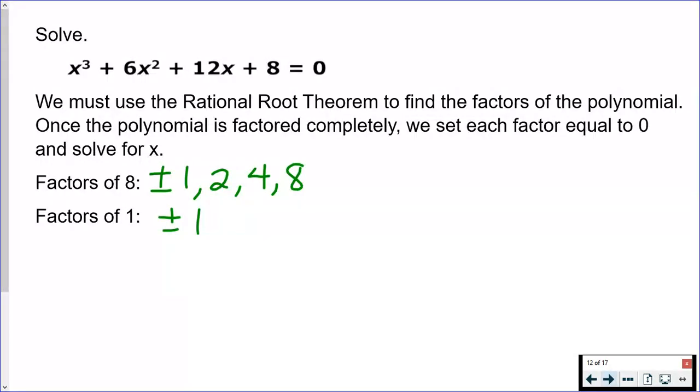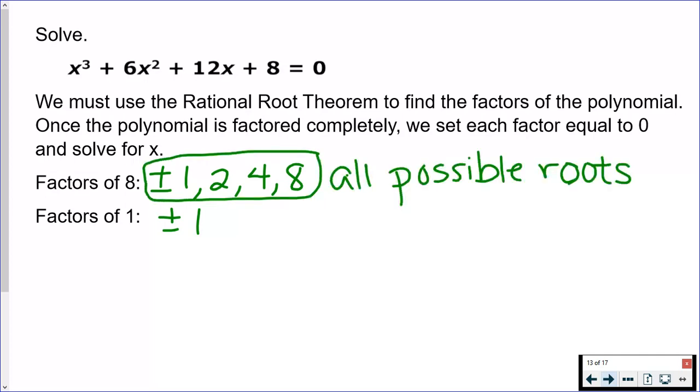Now the next step is to take all factors of 8 and divide them by all factors of 1. But since 1 is the only factor, if you were to divide everything by 1, nothing is going to change. So all of my possible roots are positive and negative 1, 2, 4, and 8.